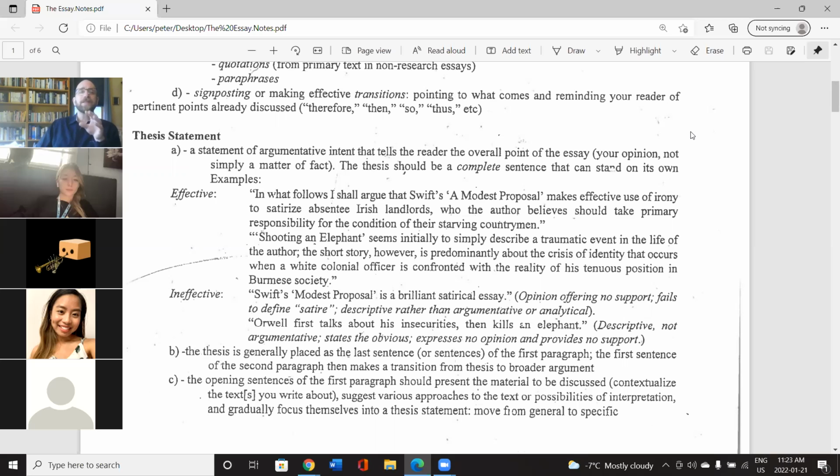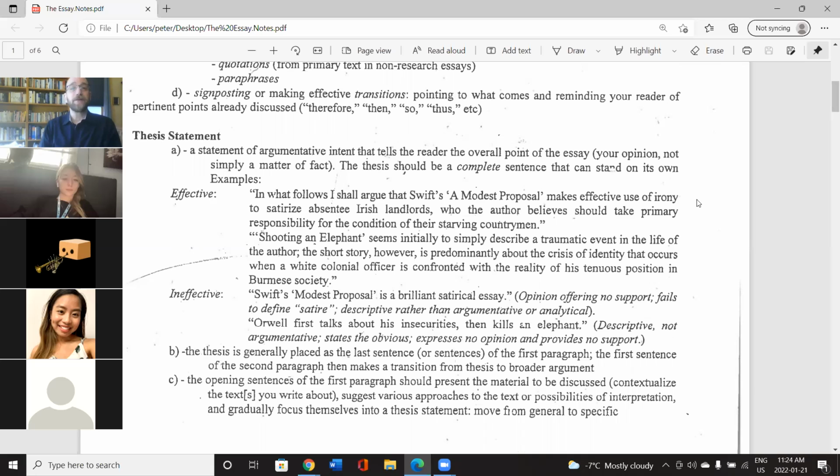But I want you to look at these thesis statements, which are my own, and consider why one is effective and why others are not effective. Here's some examples of effective or strong thesis statements. In what follows, I shall argue that Swift's A Modest Proposal, and this is a text we are reading this year, makes effective use of irony to satirize absentee Irish landlords, who the author believes should take primary responsibility for the condition of their starving countrymen.